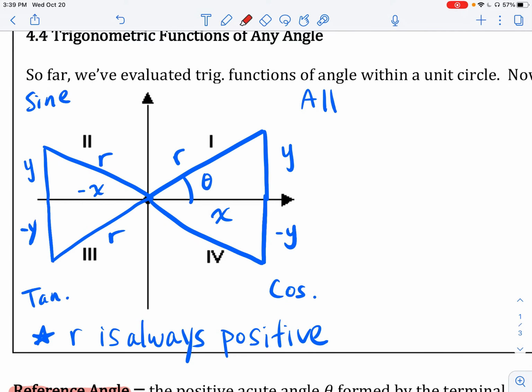Something that might help you remember, a mnemonic device, you'll hear a lot of students say, all students take calculus, which is not true. But if you're taking this course, you may have hopes of taking calculus in the future. So that's just an easy way to remember which trig functions are positive in which quadrants. The important thing is to make sure we understand why. Think about the relationship between the side lengths of these triangles that we can draw and their trig functions.